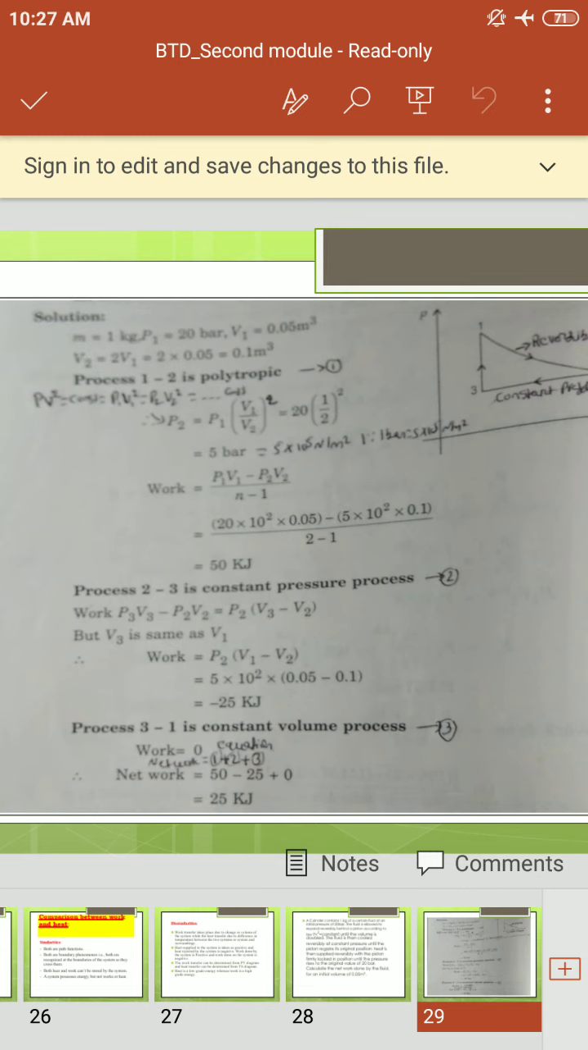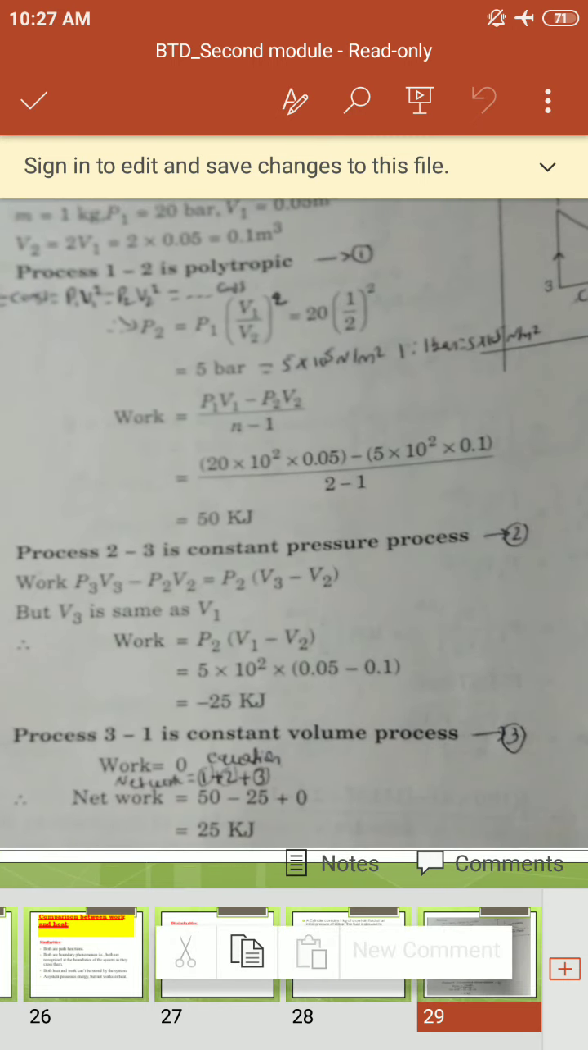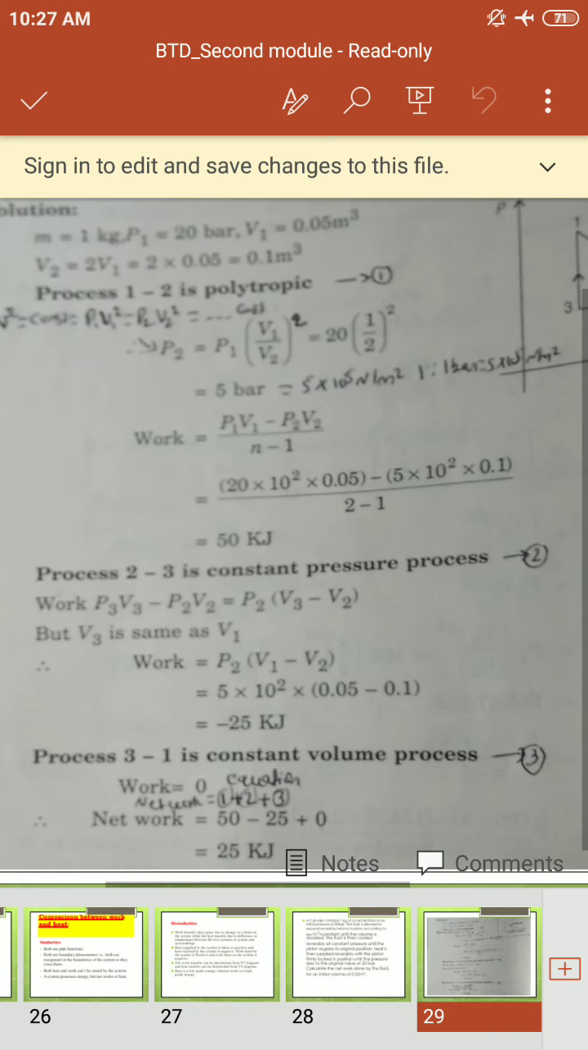Okay. Now process 3 to 1. What is it? A constant volume process. What is the work done in constant volume? That is 0. Therefore, in constant volume, remember that work done should be 0. Therefore, add all these three work done. What is the work done in 1 to 2, 2 to 3, and 3 to 1? Add those. Net work done equals the sum of the three work done equations. That is 50 plus minus 25 plus work done in constant volume, which is 0. Therefore, finally you get 25 kilojoule. This is the net work done in this process.